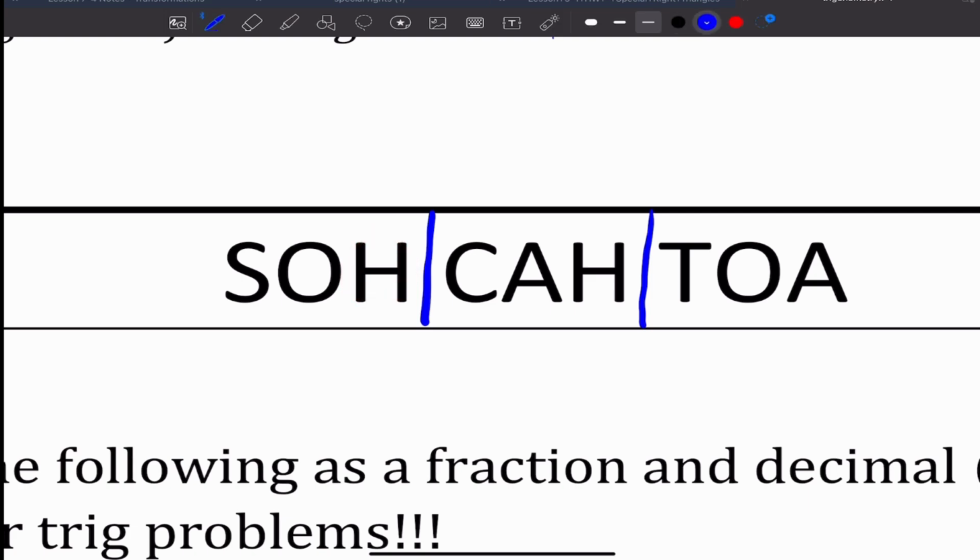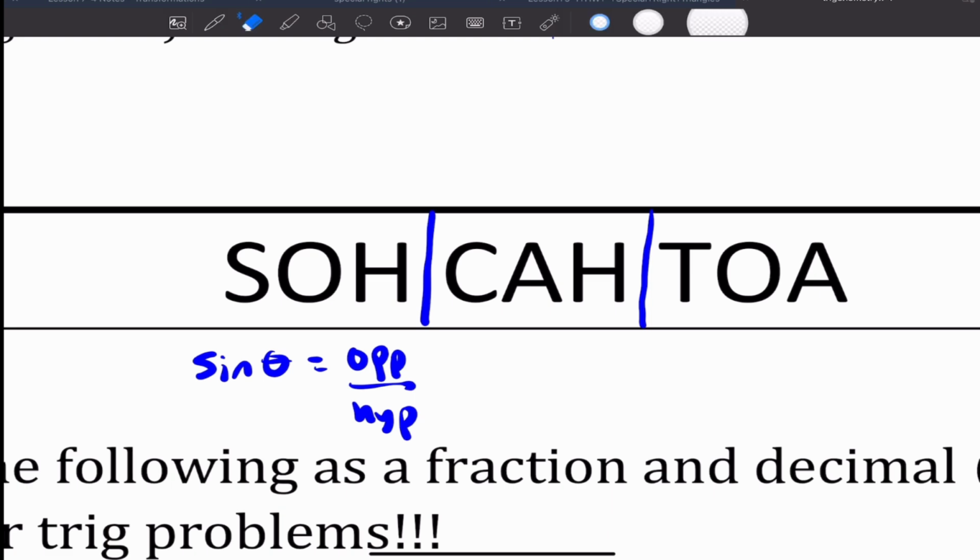Okay, so again, it's sine of something. I'm going to call it theta. That's my angle of reference. That's a Greek letter. Sine of theta is equal to opposite over hypotenuse. Okay, or maybe instead of saying theta, I would just say sine of, let's just say A. Why not? Or any angle of reference.